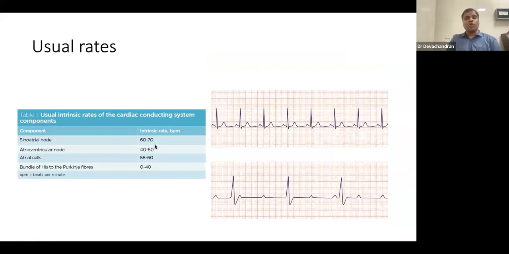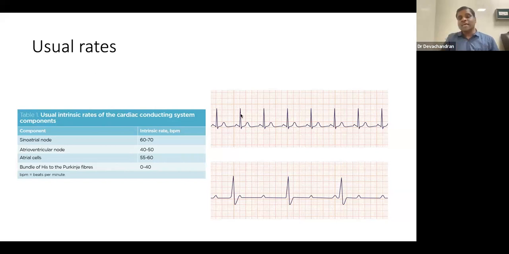Let's look at some usual rates. Sinoatrial node, the SA node normally produces impulses at 60 to 70 beats per minute. AV node is slightly slower, 40 to 50 per minute. And bundle of His is even slower. The Purkinje fiber is even slower, 0 to 40 beats per minute. So SA node is powerful. When it is beating at 60 to 70, AV node and the bundle of His stay quiet. If SA node fails, then AV node takes over and beats at a slower rate.